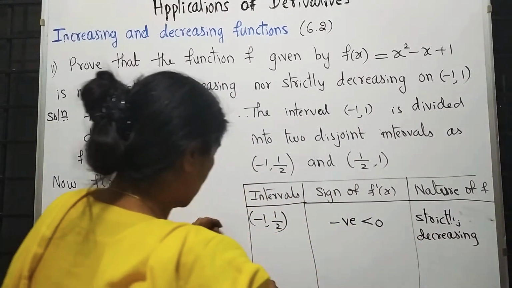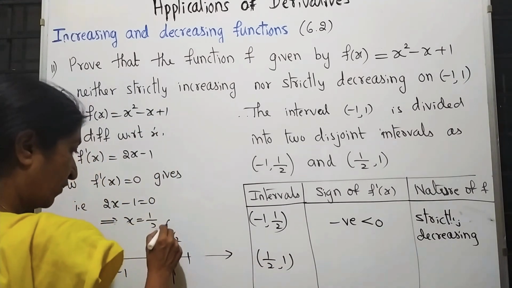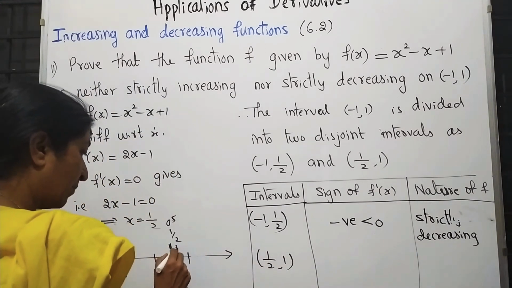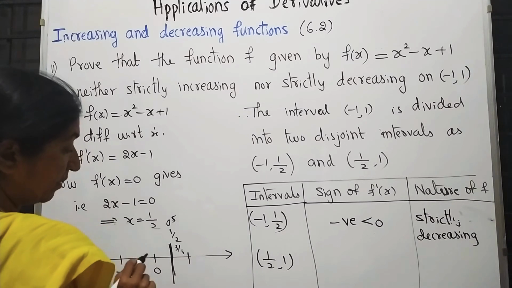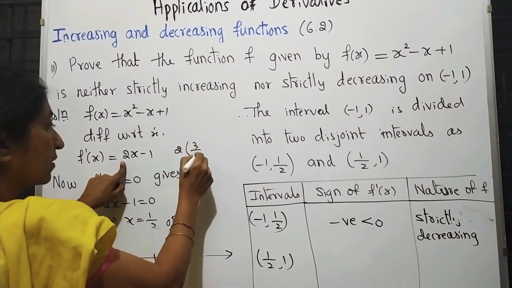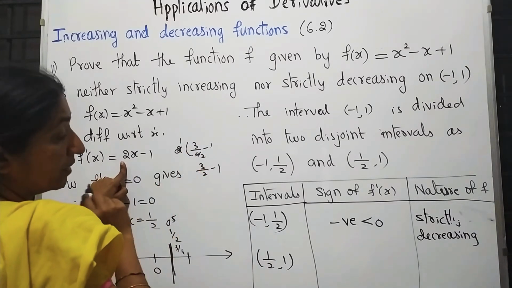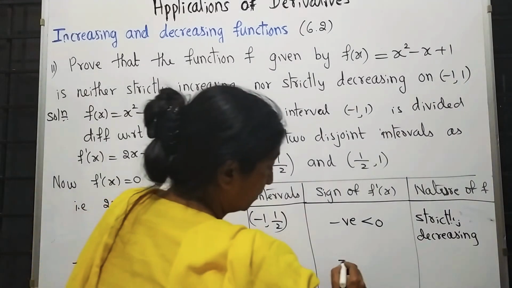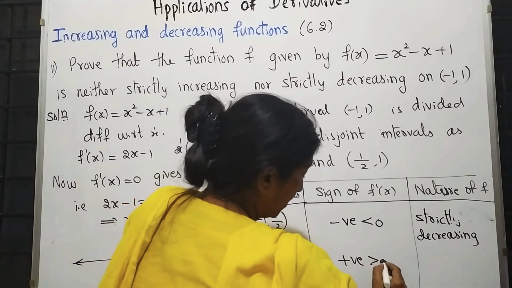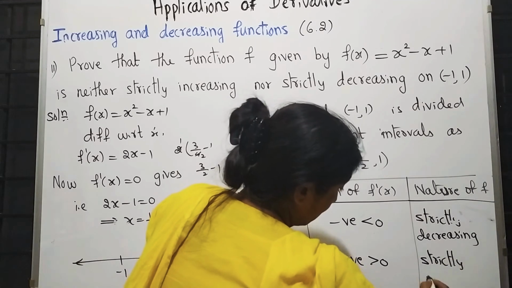Next, it is 1 by 2 to 1. 1 by 2 is 0.5, so you can take 3 by 4, which is 0.75. If you substitute 3 by 4, 3 by 2 minus 1 is 1 by 2, it is positive, greater than 0, so it is strictly increasing.